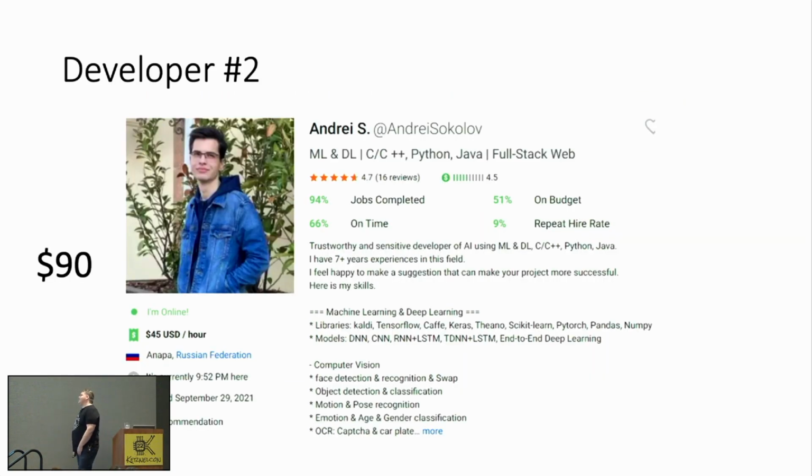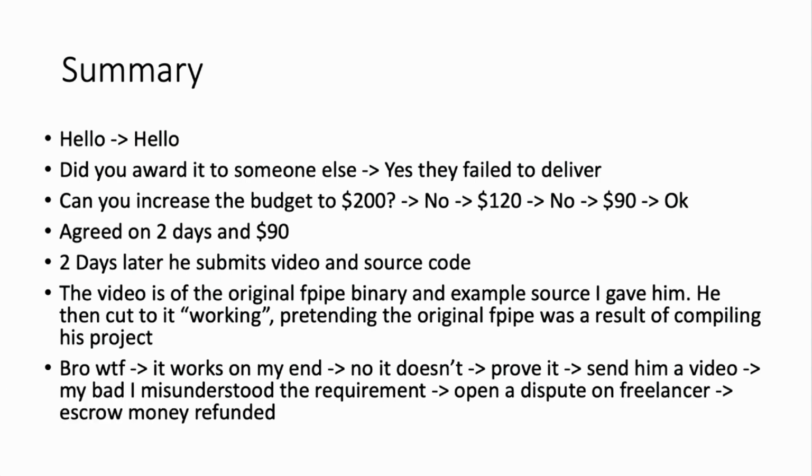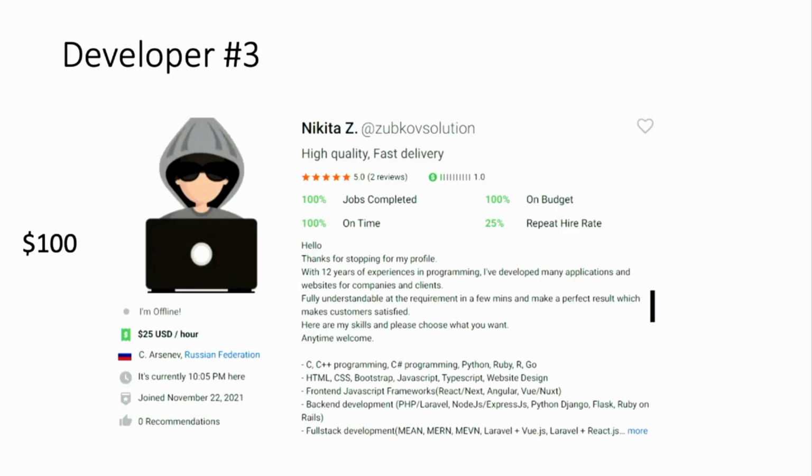Developer number 2, oh my goodness, this guy says he has 7 years experience, he's Russian, blah. Did you work with somebody else? I'm like, yeah, I've been failed. Okay, he's like $200. I'm like, no, you said $120, bro, or $90. And he's like, 120. I'm like, no, you said 90. He's like, all right, I'll do it in 2 days. I'm like, cool, whatever. And then he sent me a video pretending to be working, but it was just a straight up normal fpipe.exe. He never made anything. And he was just trying to open a dispute with Freelancer to get the money. So he was trying to scam me. I was like, whatever, I don't care.